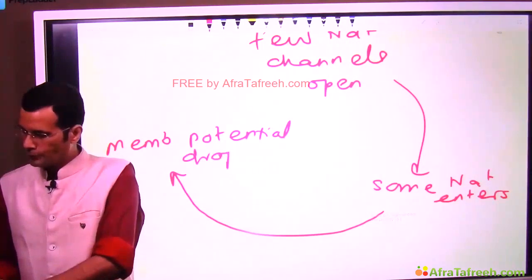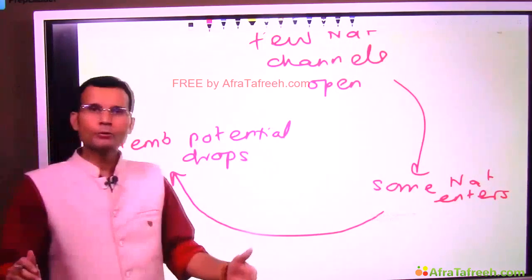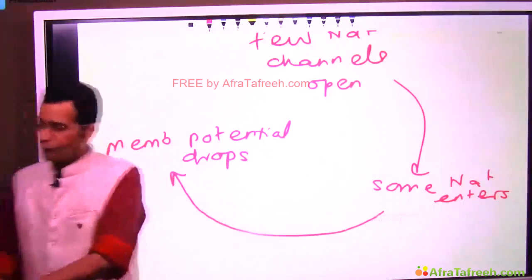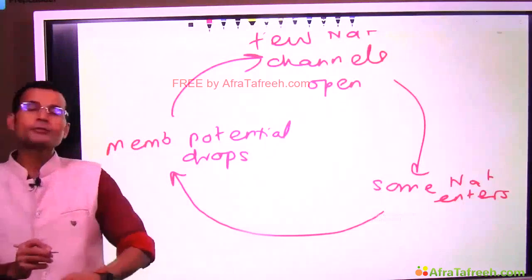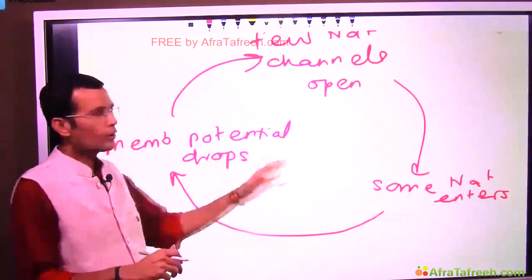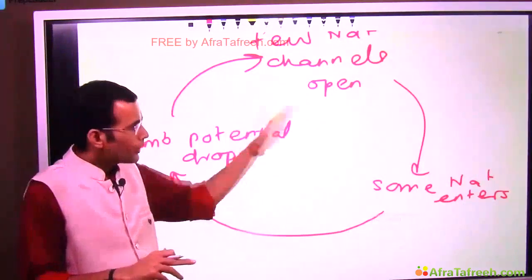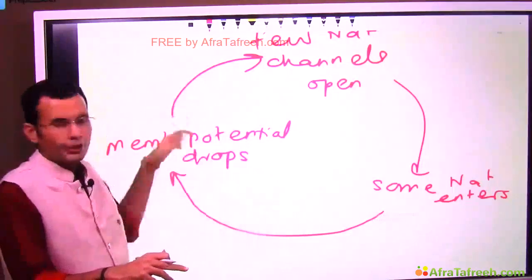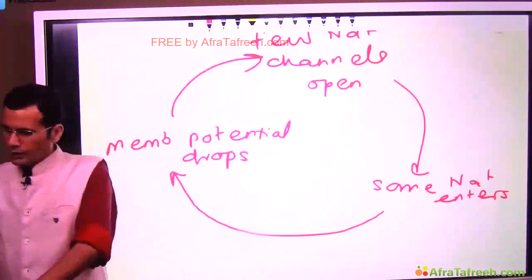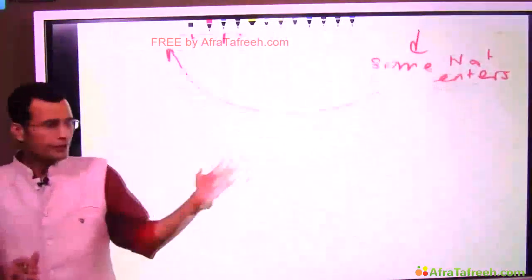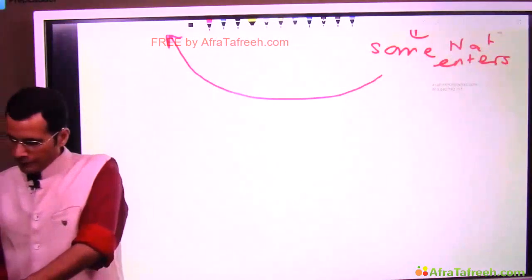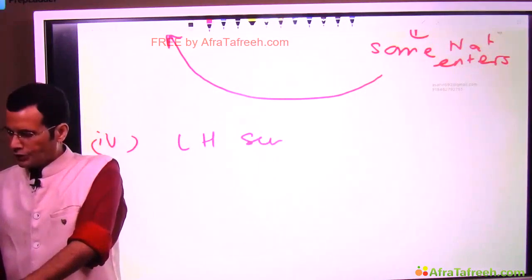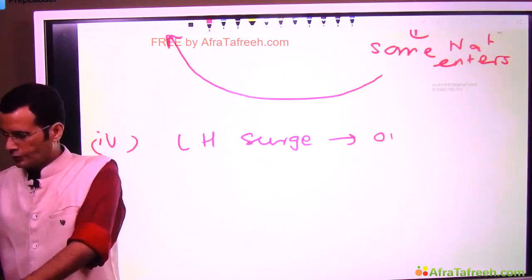Membrane potential drops to a less negative value, like from -70 to -68, and that itself opens some more sodium channels. So some more sodium will come in, membrane potential will further drop, and this will go on happening. So it will reach the threshold. That's the positive feedback.